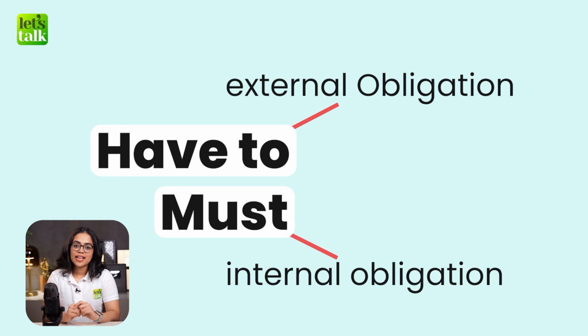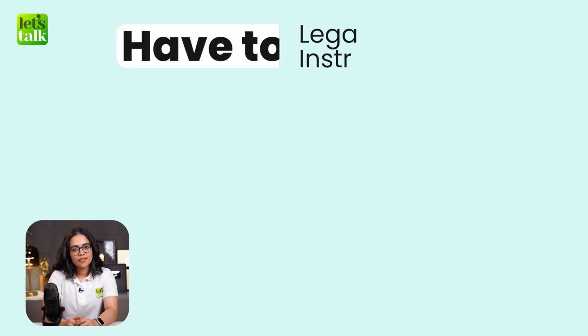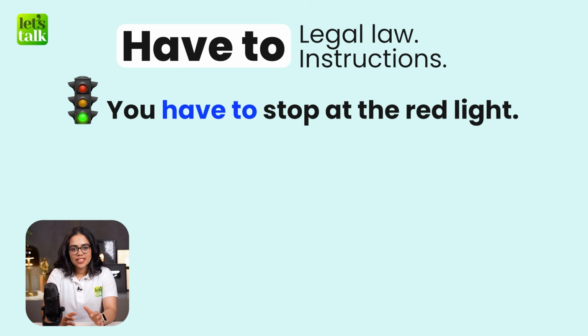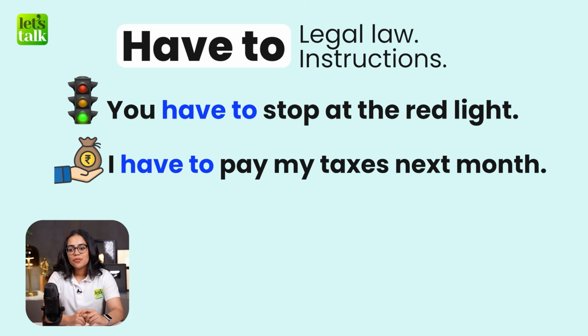Now let's understand the second use of have to. We also use have to for a legal law or for instructions. You have to stop at the red light. Now that's a law. You are required to follow certain driving instructions. I have to pay my taxes next month. Again, paying taxes is an obligation towards the government. It's a law you have to follow.